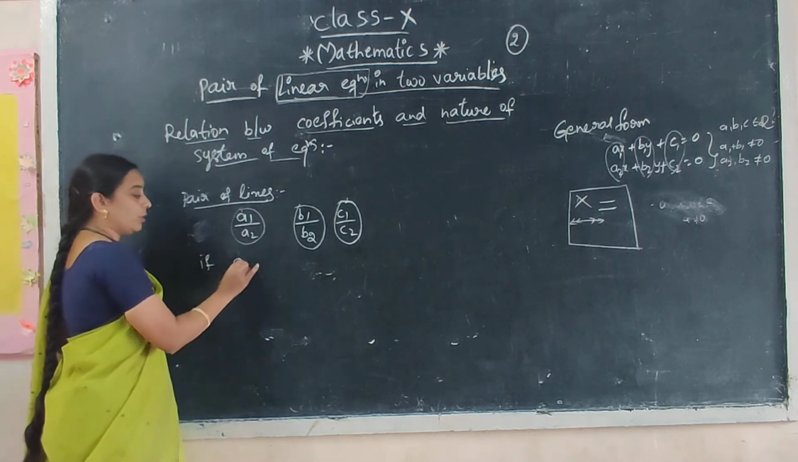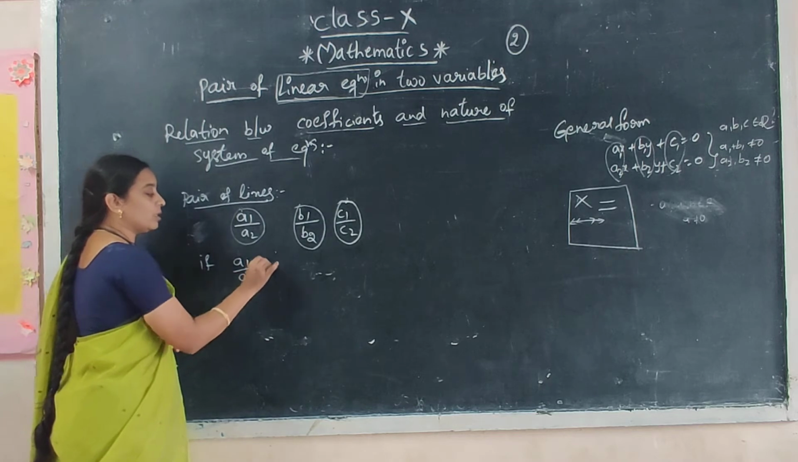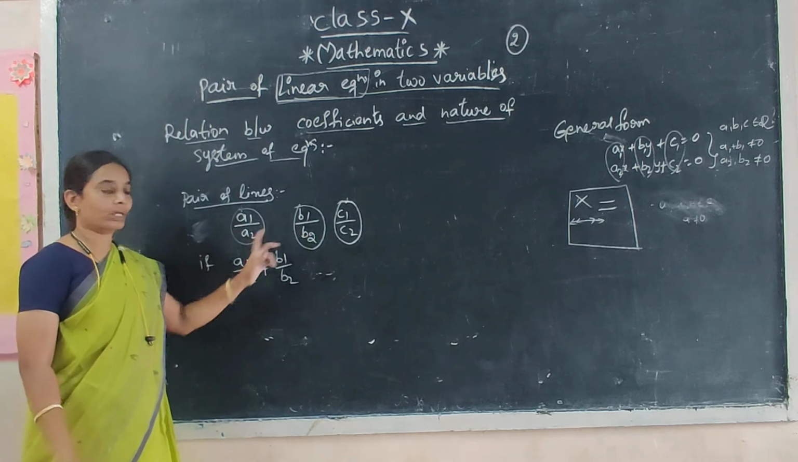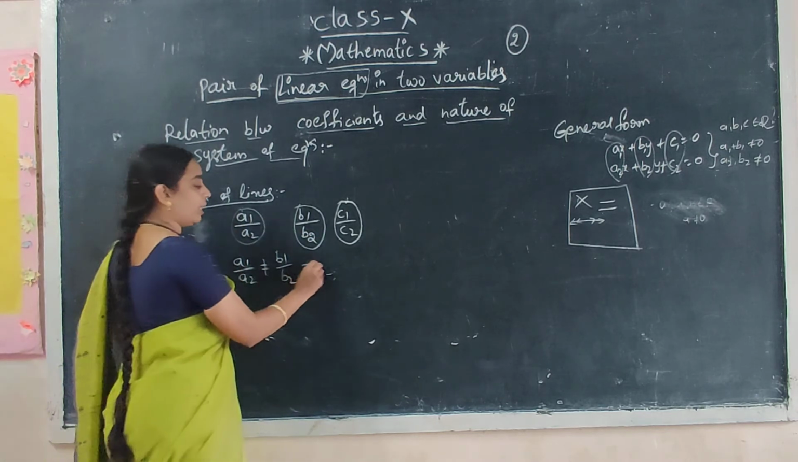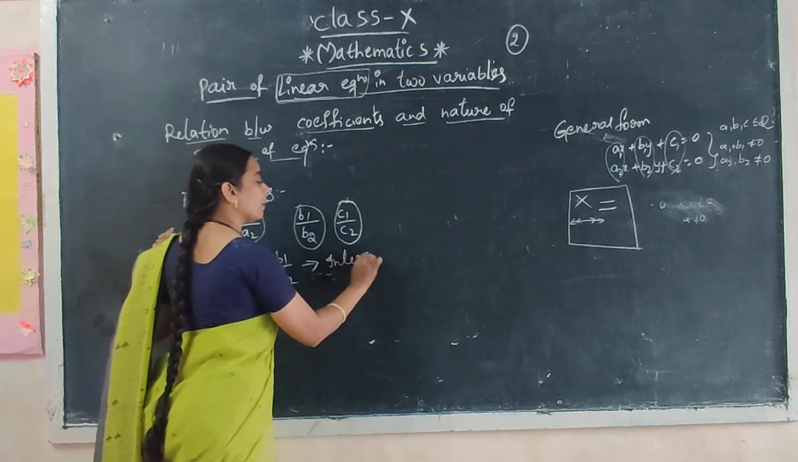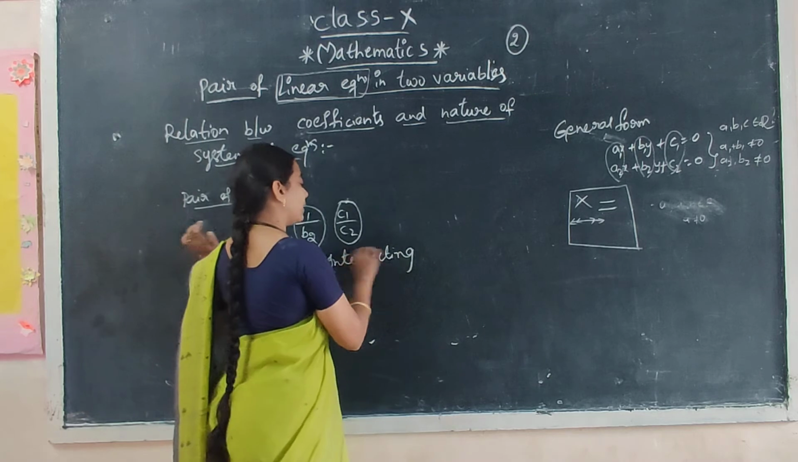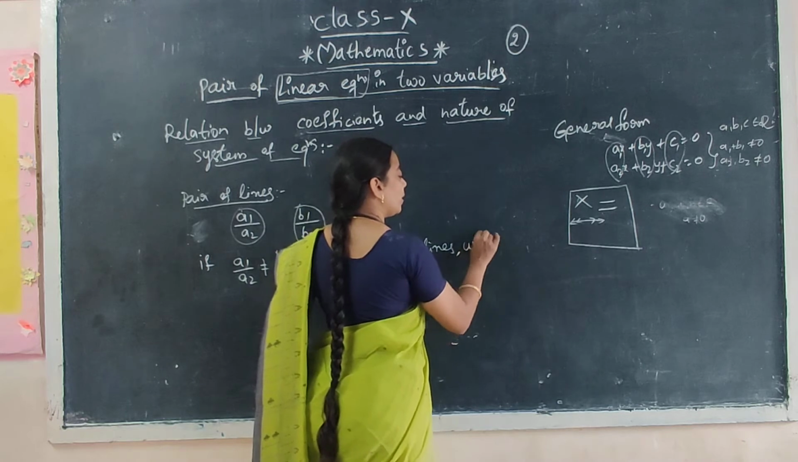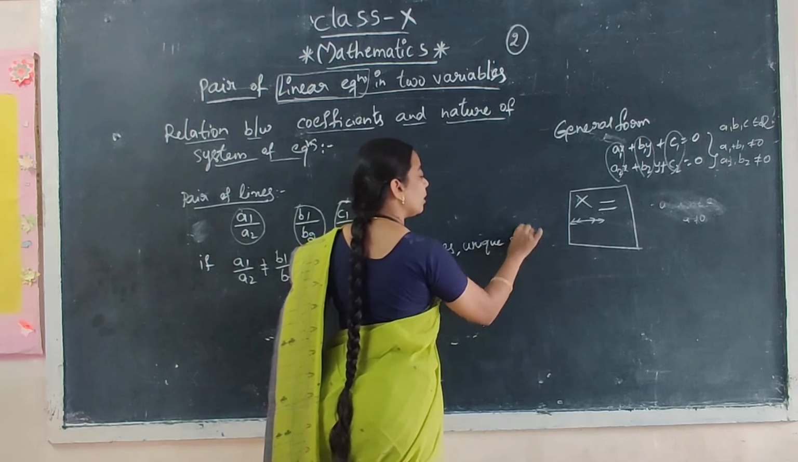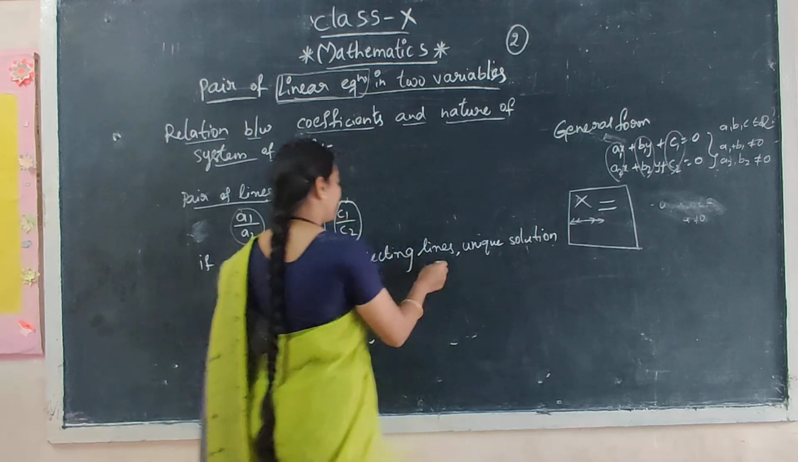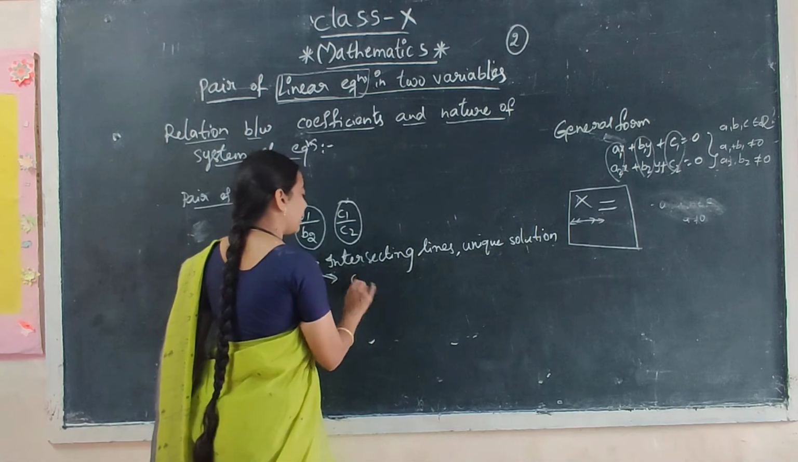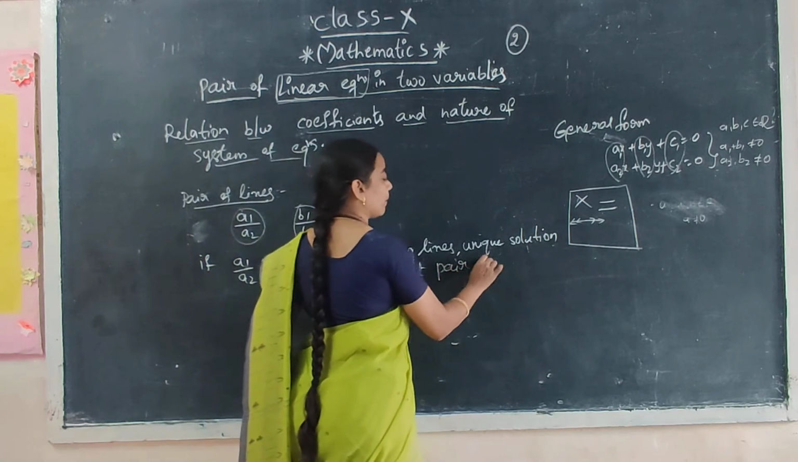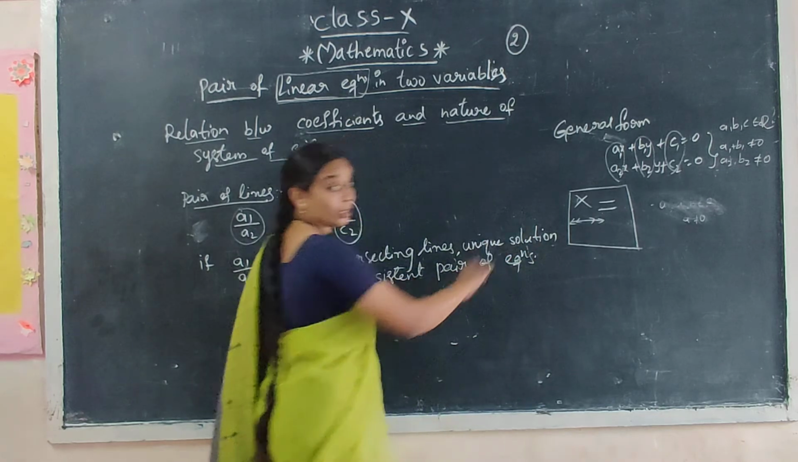Suppose a1 by a2 is not equal to b1 by b2. By comparing these two ratios, if the values are not equal, you will get intersecting lines and a unique solution, which means only one solution. This type of lines are called a consistent pair of equations.